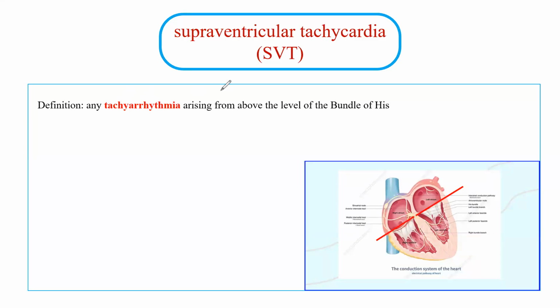In this video, we'll talk about supraventricular tachycardia. The definition of supraventricular tachycardia is pretty simple: any tachyarrhythmia or tachydysarrhythmia that is arising above the level of the bundle of His.